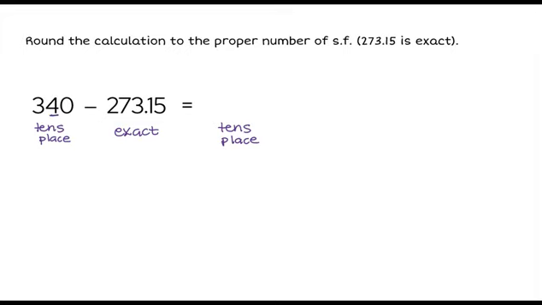So doing the math, 340 minus 273.15 gives us 66.85 coming out of the calculator. We need to round this value to the tens place. So let's start by marking where that is. That's way out here. That's the only digit that we're going to keep.